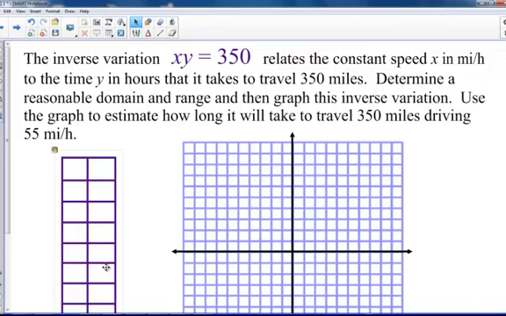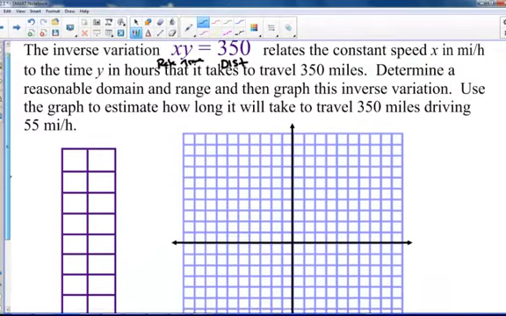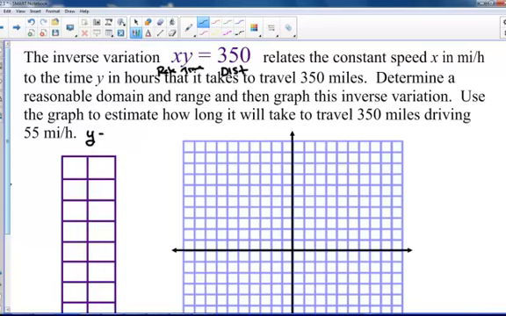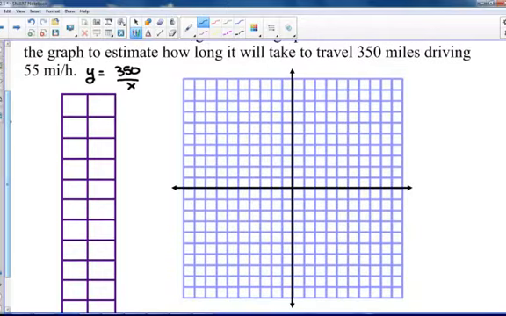So we've got our inverse variation, which is rate times time, because distance equals rate times time. So this is our distance, rate, and time. So we're going to use a graph to estimate how long it'll take to travel 350 miles, driving 55 miles per hour. Now, if you wanted to solve this for y, to write your equation, it's y equals 350 over x. If you have a graphing calculator, you can go to y equals, and you can type 350 divided by x, and hit table, and generate a bunch of points.